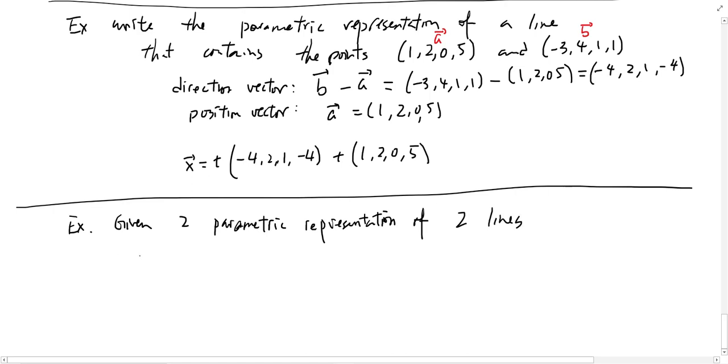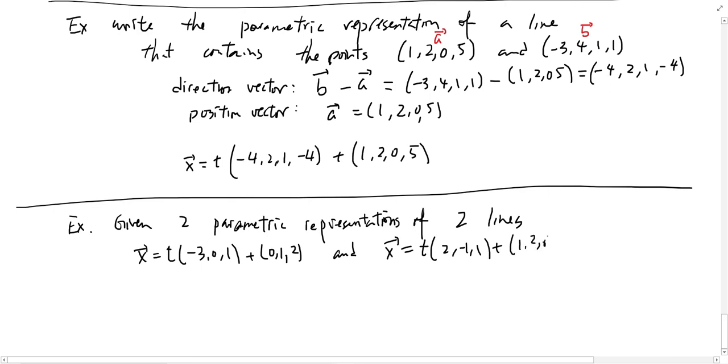So let's say given 2 parametric representations of 2 lines. One of them is vector x equal to t multiplied by -3, 0, 1 plus 0, 1, 2. And x equal to t times 2, negative 1, 1, plus 1, 2, 0. So the question is, are they parallel to each other? Do they intersect each other?